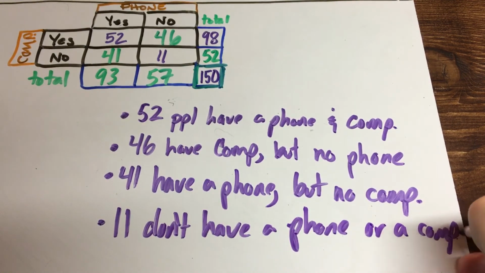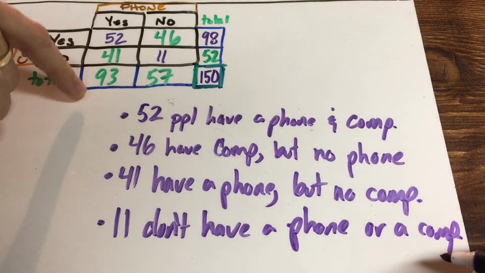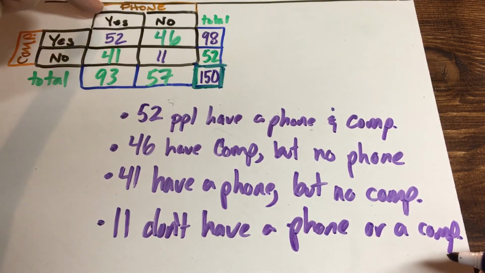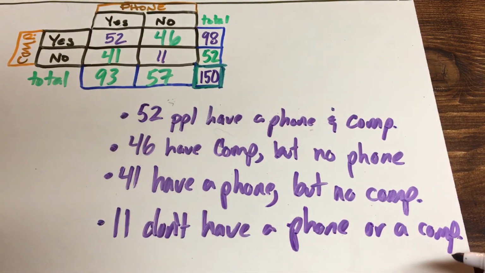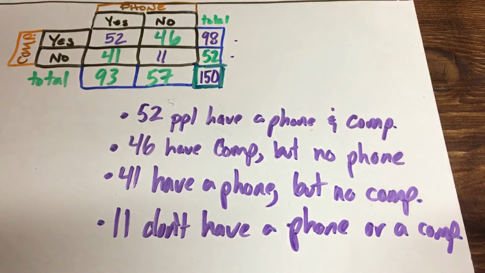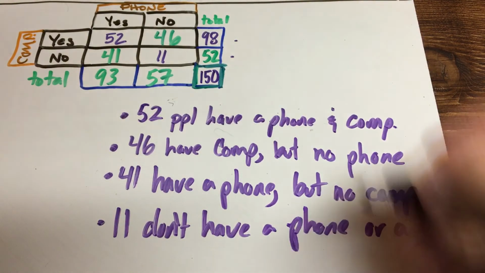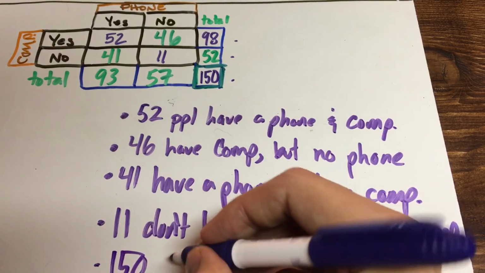Right? We could also put some other numbers in there. We could say this total right here, this 93 means 93 people have a phone, right? 57 people do not have a phone. We could say 98 people have a computer at their house. 52 people do not have a computer at their house. We could also say 150 people were surveyed, right?